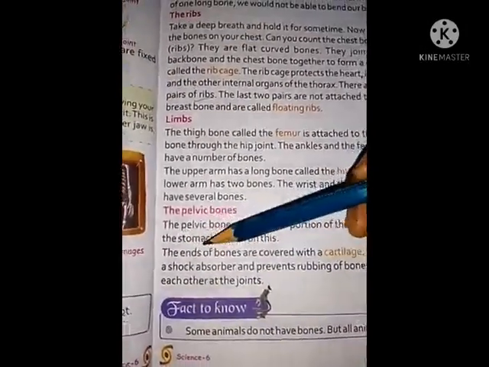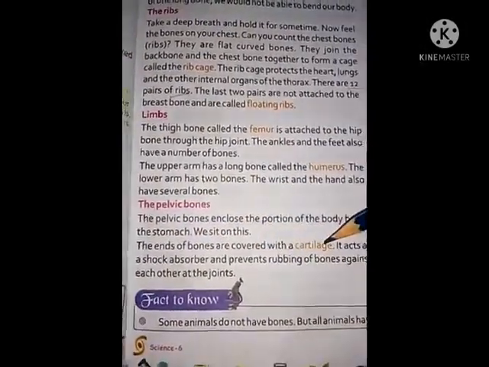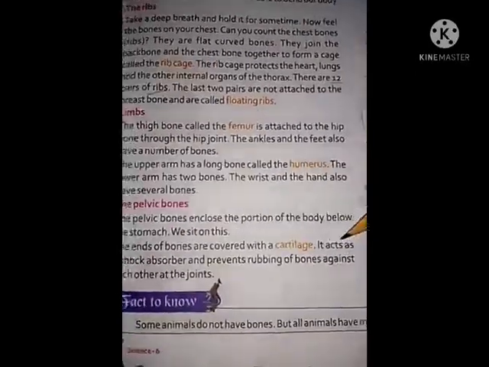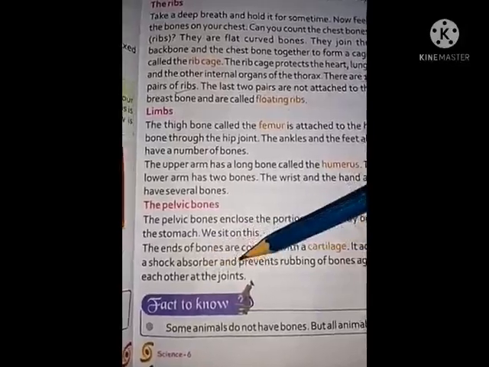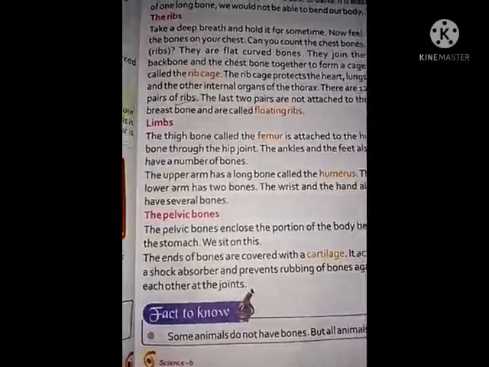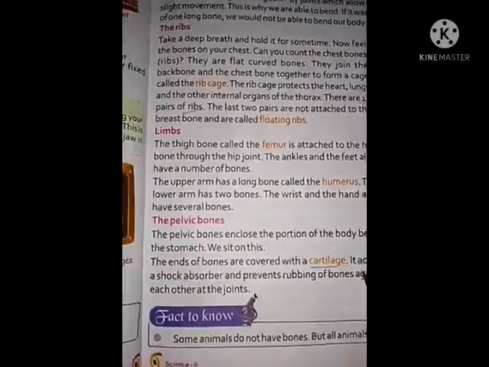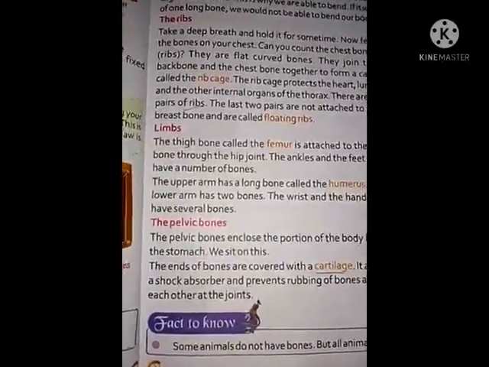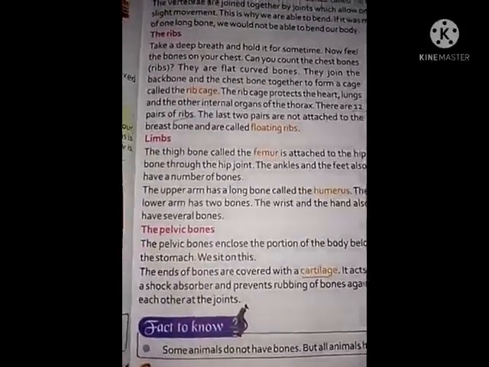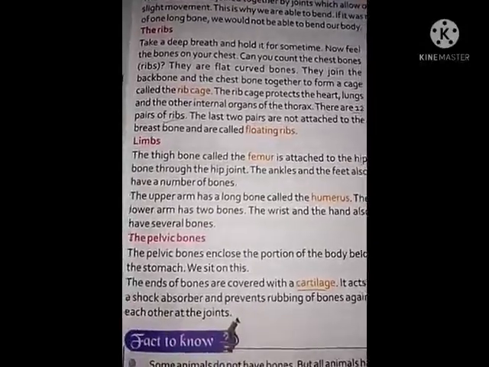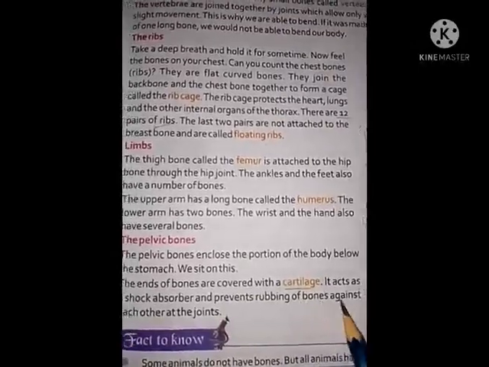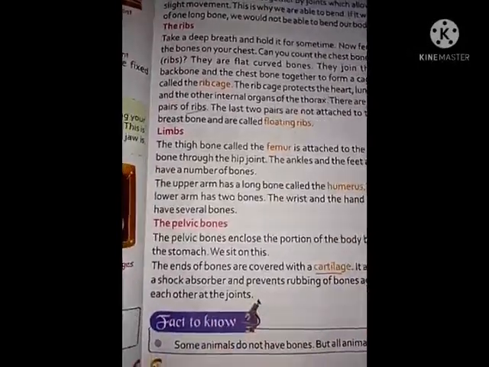Okay. The ends of bones are covered with cartilage. It acts as a shock absorber and prevents rubbing of bones against each other at the joints. If any kind of shock comes, then the cartilage absorbs that shock. So they are known as shock absorbers and they prevent rubbing of bones against each other at the joints.